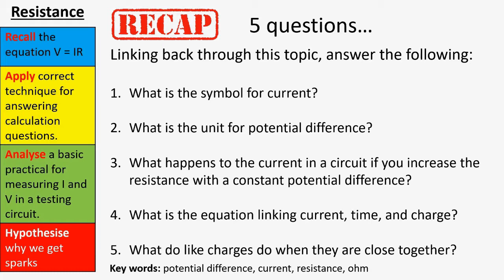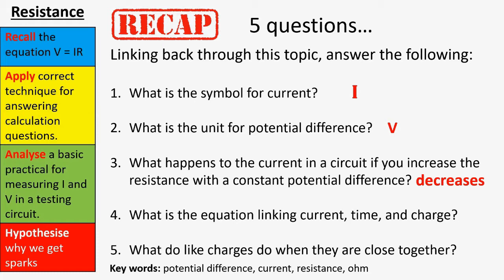Let's take a look at those answers then. So, number 1, what is the symbol for current? It's a capital I. What is the unit for potential difference? It's V or volt. What happens to the current in a circuit if you increase the resistance with a constant potential difference? It decreases. The current will decrease if you increase the resistance. Remember those marbles.